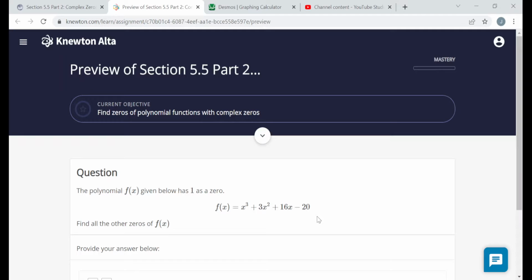And we're going to make heavy use of the rational zero theorem here. So I hope you recall section 5.5 part 1 on the rational zero theorem, because I'm not going to state the theorem again, I'm just going to be using it. And yeah, so let's go.